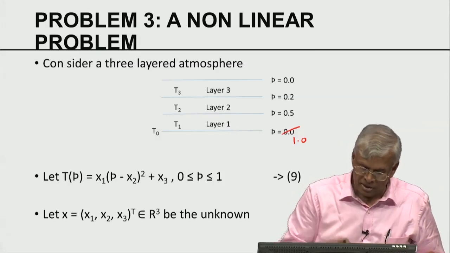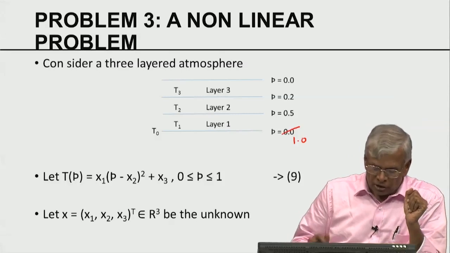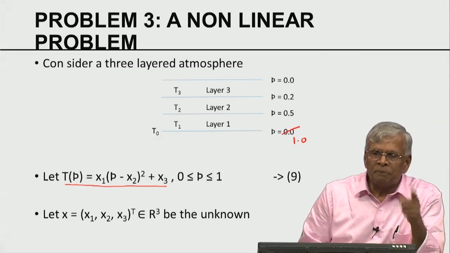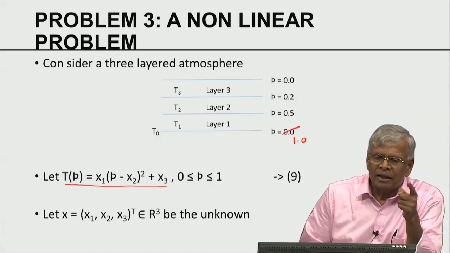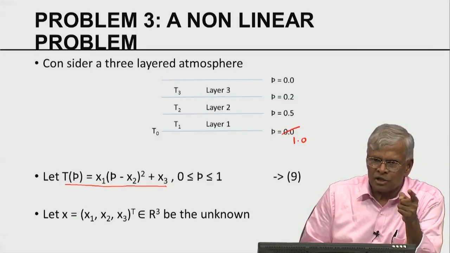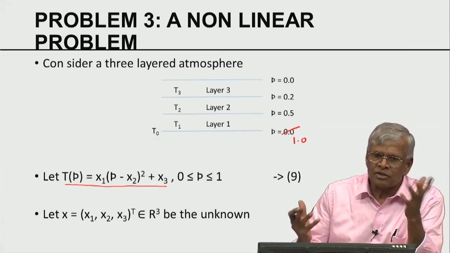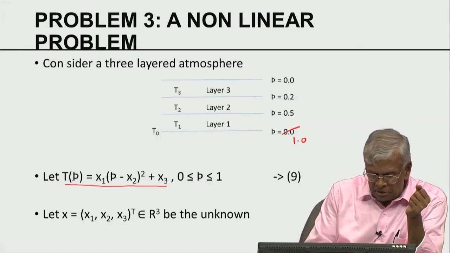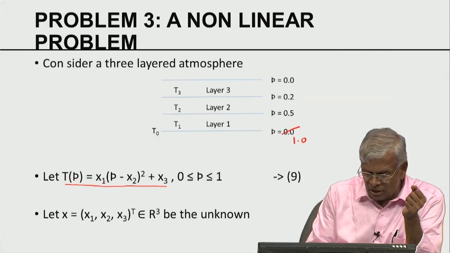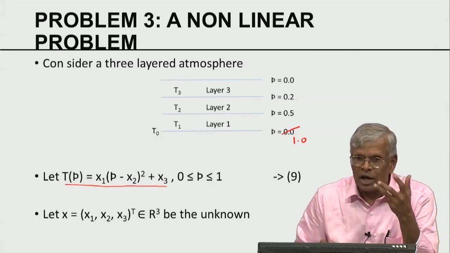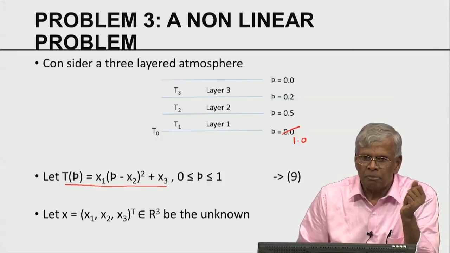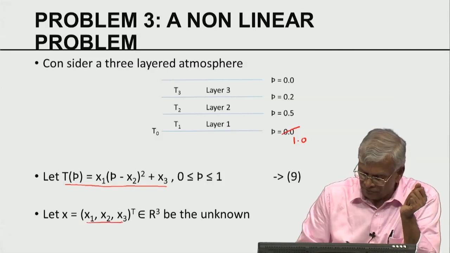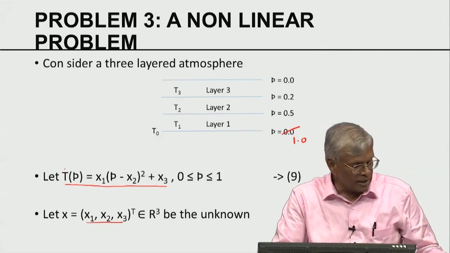Pressure decreases over 3 layers. Now, I am going to assume an empirical relation for the variation of temperature with pressure, a quadratic relation. The previous one was arrived at by a physical argument from radiation physics that gave us a linear problem. Now let us try to conjure up an atmosphere where the temperature at pressure P is given by this nonlinear function, where x1, x2, x3 are the unknowns and P is known. The temperature is a nonlinear function of the pressure. So the unknowns are x1, x2, x3. This is a nonlinear problem because of the nonlinear relation.